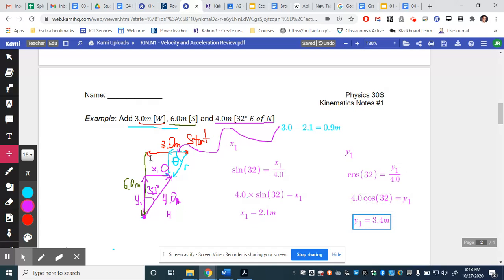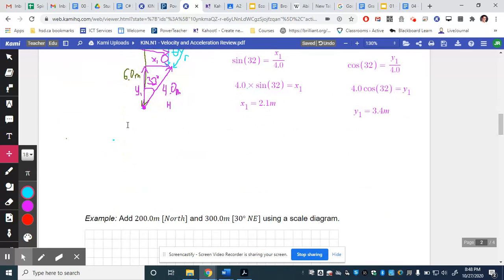Which means that this component here is 6.0 minus, because that was down, and then we went up 3.4. And so we get a total of 2.6 meters down.